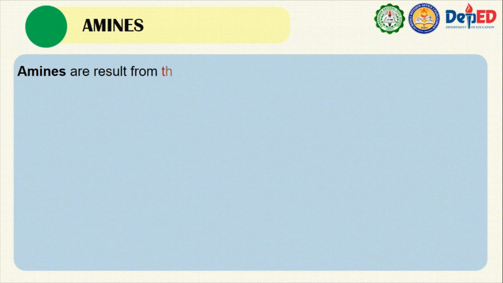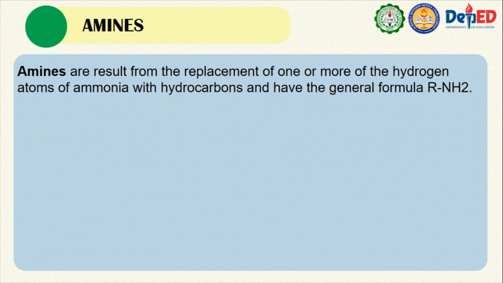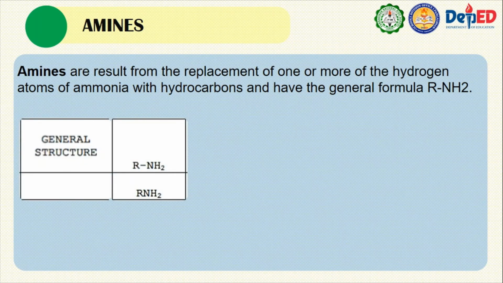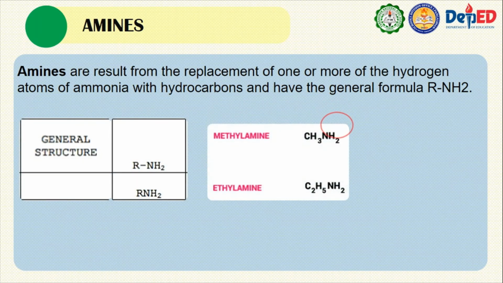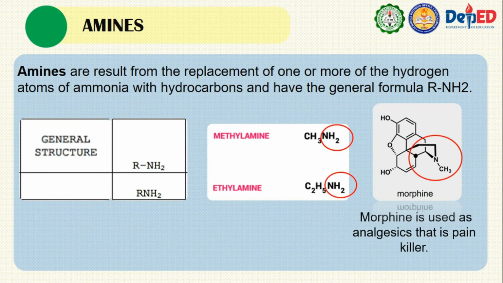Another class of compounds are amines. They result from the replacement of one or more of the hydrogen atoms of ammonia with hydrocarbons and have a general formula RNH2. Examples: methylamine, ethylamine, and a more complex one, morphine. Morphine is used as an analgesic, that is, a painkiller.